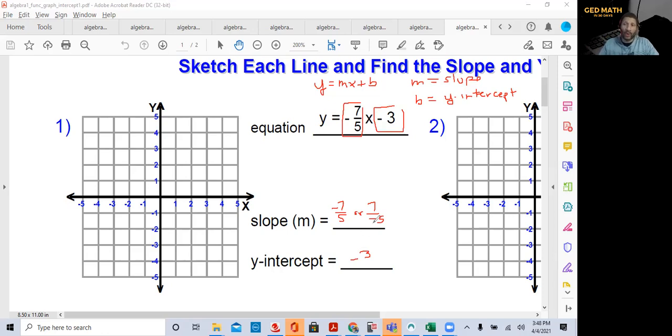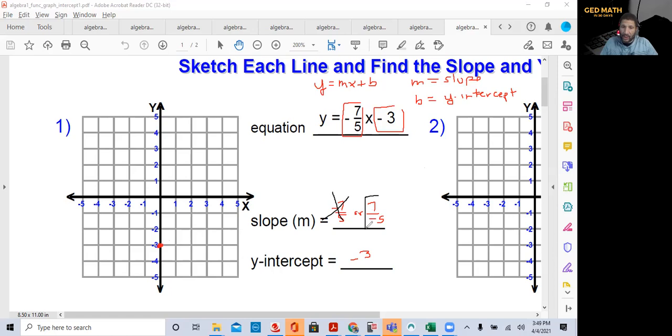So the first thing we're going to graph is the point that we know, the y-intercept. We know that it's going to cross the y-axis at -3. So that's going to be our first point. Right there, that easy. Your first point is done. And now we're going to use our slope to get our second point. The first slope that we have is -7/5. We can't go down 7. There's no more room on this graph for us to go down 7. So we cannot use the -7/5.